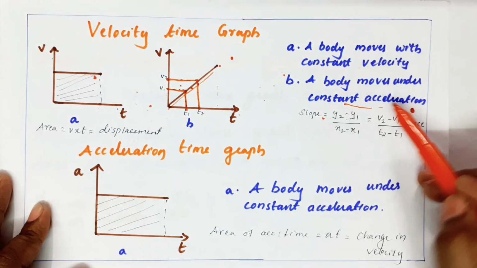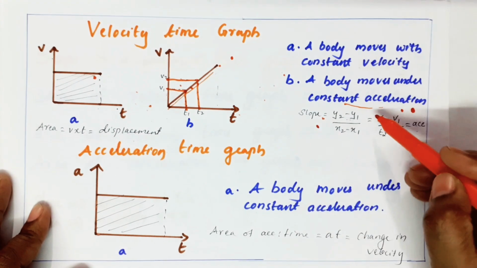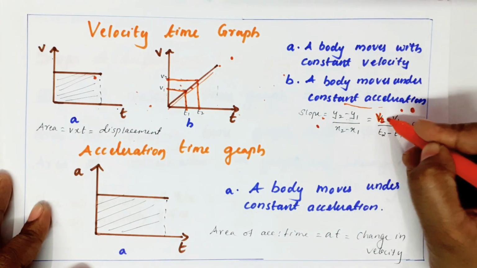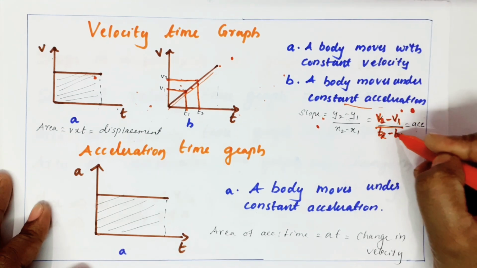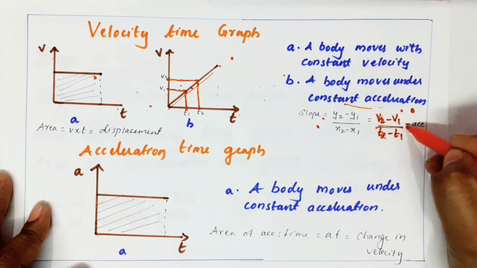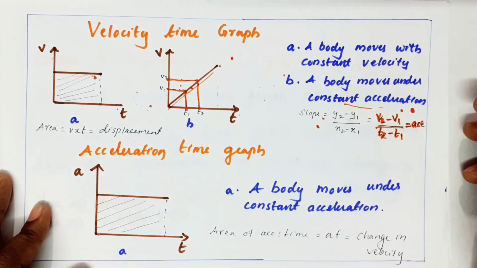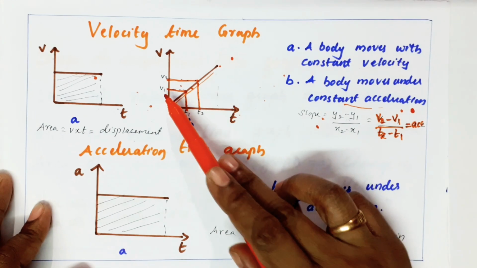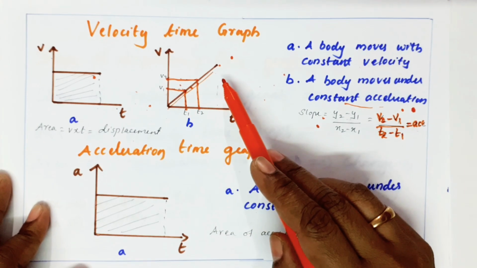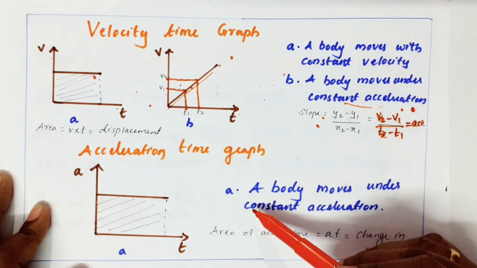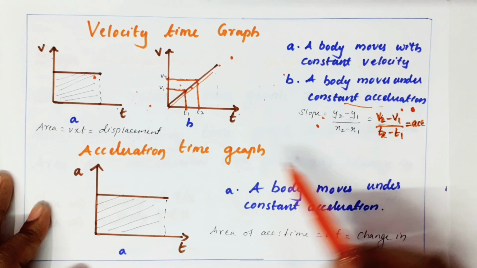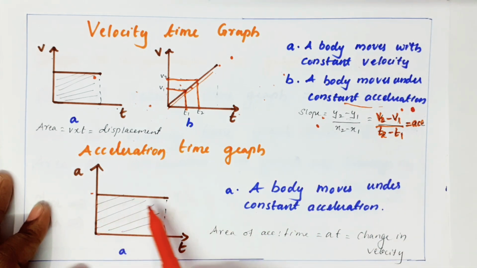Why is it constant acceleration? Because I have taken the slope. Slope is nothing but V2 minus V1 divided by T2 minus T1. You are taking the corresponding x coordinate and y coordinate, and I'll get a value called acceleration. So remember, the slope of the velocity time graph gives a constant value, and we get acceleration. See the next graph, that is called the acceleration time graph. Here I got a straight line, so I can call this a body moving under constant acceleration.